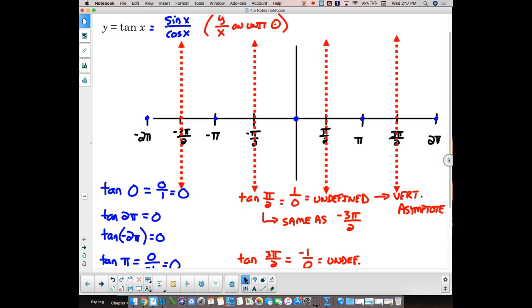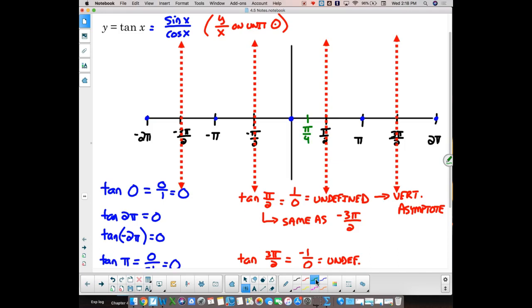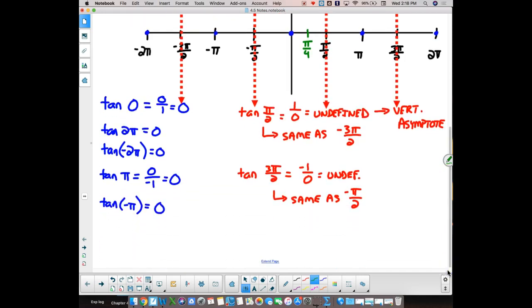So we're getting closer. We just got to figure out now what goes in those sections, right? So let's figure out something along the line, somewhere in between. So what would be halfway in between pi over 2 and 0? Pi over 4. What is the tangent at pi over 4?